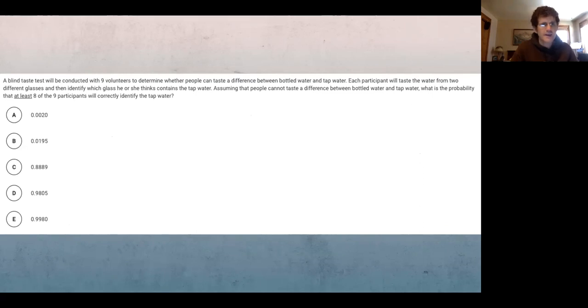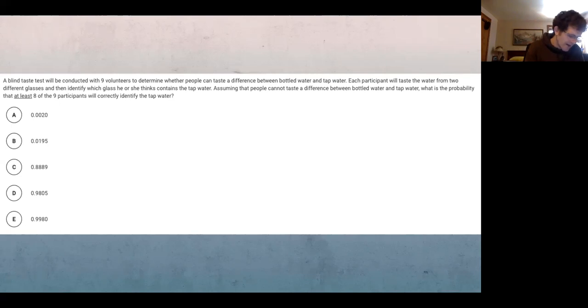We're going to find out among 9 volunteers who can determine the difference between bottled water and tap water. Each participant will taste the water from 2 different glasses, then identify which glass he or she thinks contains the tap water. Assuming that there is no difference and people can't taste the difference, what is the probability that at least 8 of the 9 participants will correctly identify the tap water?